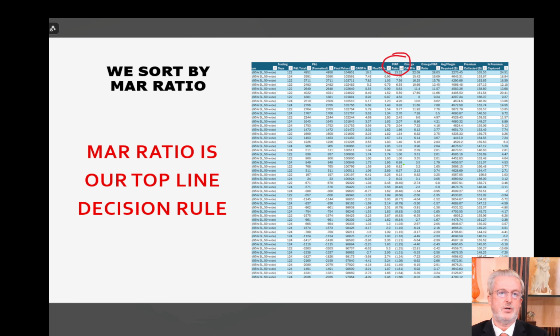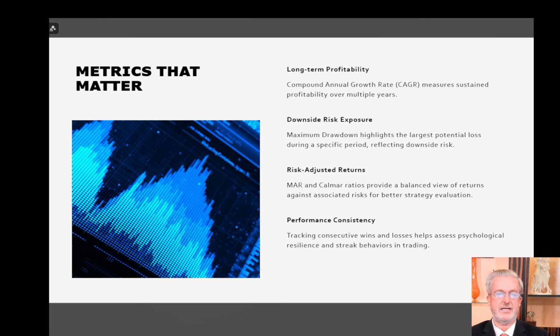So next, we're going to take a look at the MAR ratio. That's really our top-line decision rule. And that takes into effect the CAGR and the MDD. In addition, we take into account our sequential risk as we re-sort it after we bring it out of this table. So now we've done that for all 82,000 trades. We've done it then for the millions we put in there. And now these are the metrics that matter.